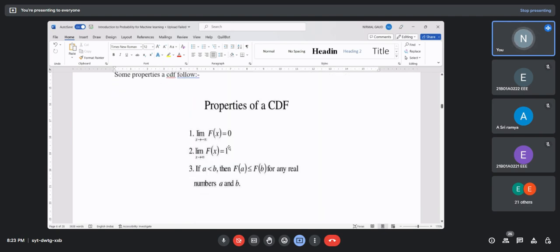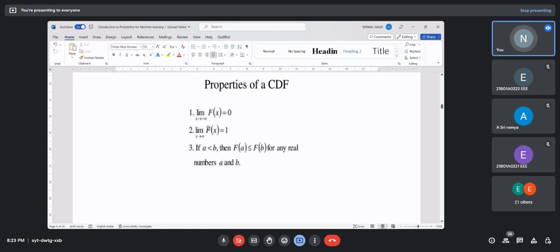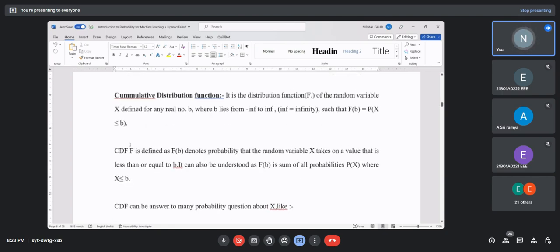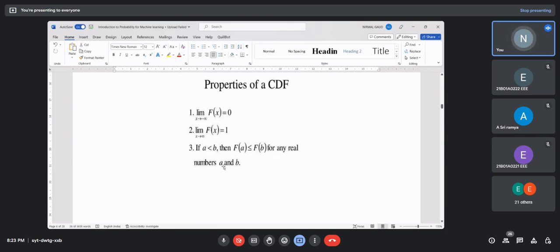Now, what are the properties of the cumulative distribution function? Limit x tends to minus infinity, F(x) equals 0. Limit x tends to plus infinity, it should be 1. Obviously, it's a probability, and probability always lies between 0 and 1. I hope you know the concept of limits. If you consider a value going to minus infinity, this function, the CDF, will give you the result 0. And if it goes to infinity, it will give you the result 1.